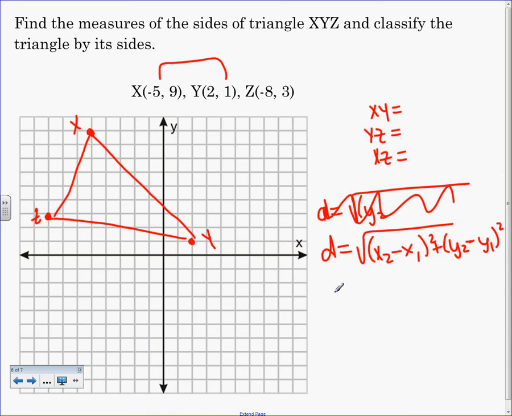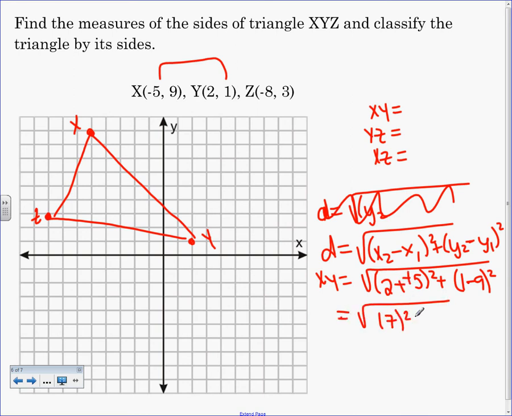So if we're finding the length of XY first, let's go ahead and label it so we don't get confused. So x2 would be 2 minus x1, which is negative 5. We'll deal with that later. y2 is 1 minus 9. Try not to use your calculator if you can help it. 2 negatives make a positive. That's going to be 7 squared plus negative 8 squared. What is 7 squared? It's going to be 49. What's negative 8 squared? Be very careful. It's going to be 64. So we end up with the square root of 113. So XY is the square root of 113. I'm going to leave it that way for right now.